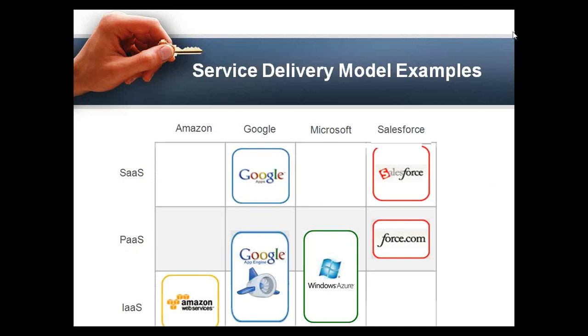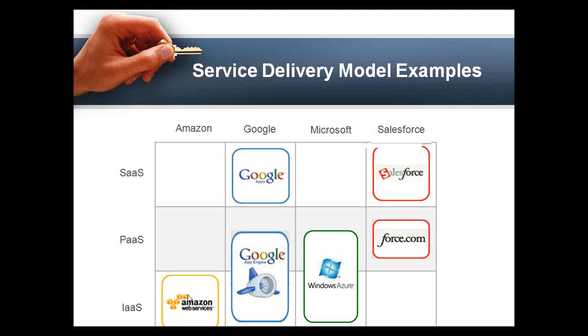This is one of the service delivery model examples. On the left side we have software as a service, platform as a service, and infrastructure as a service. Amazon Web Services falls into infrastructure as a service. Google Apps falls into software as a service, but Google App Engine is in between platform as a service and infrastructure as a service. Microsoft Windows Azure, similar to Google App Engine, is half in platform as a service and half in infrastructure as a service.